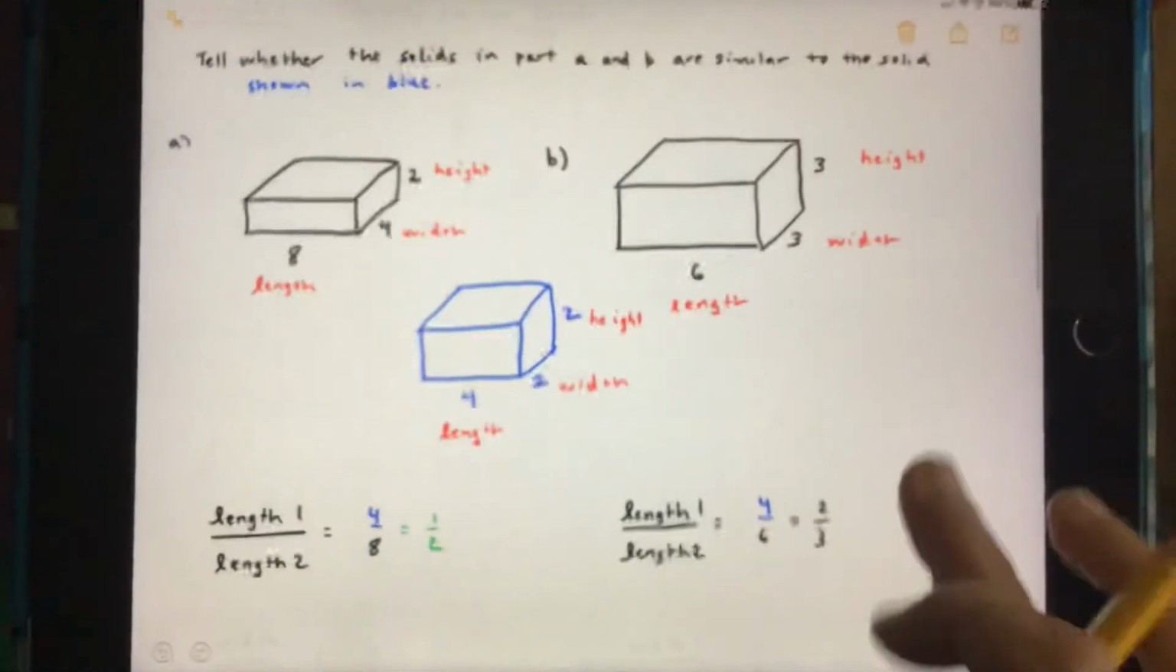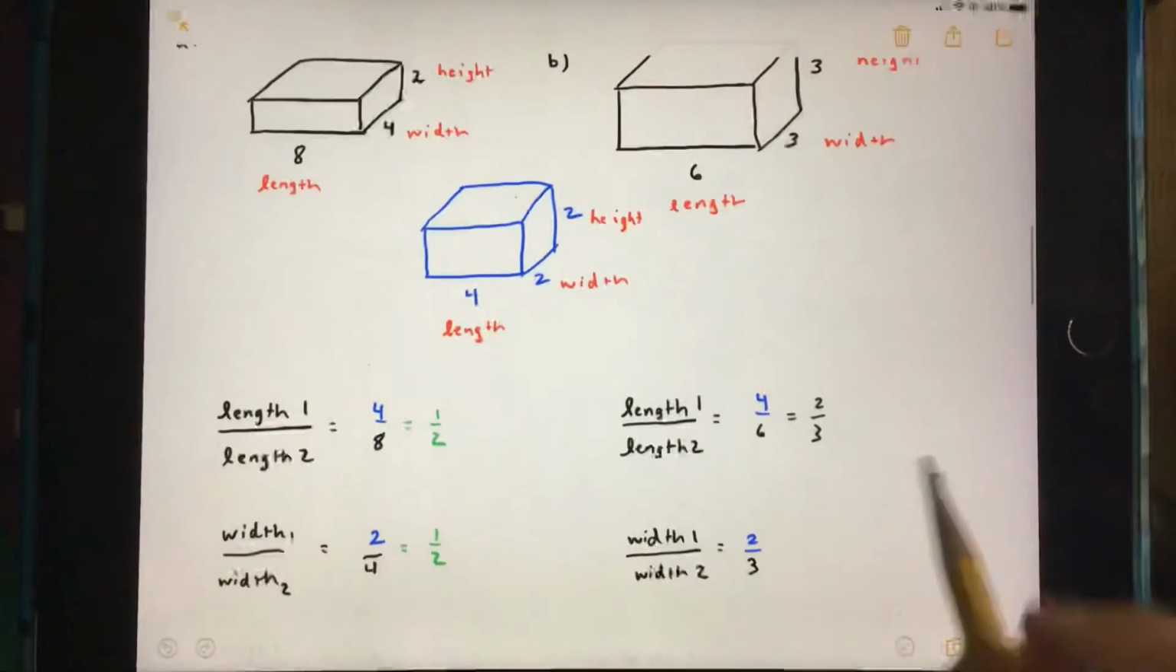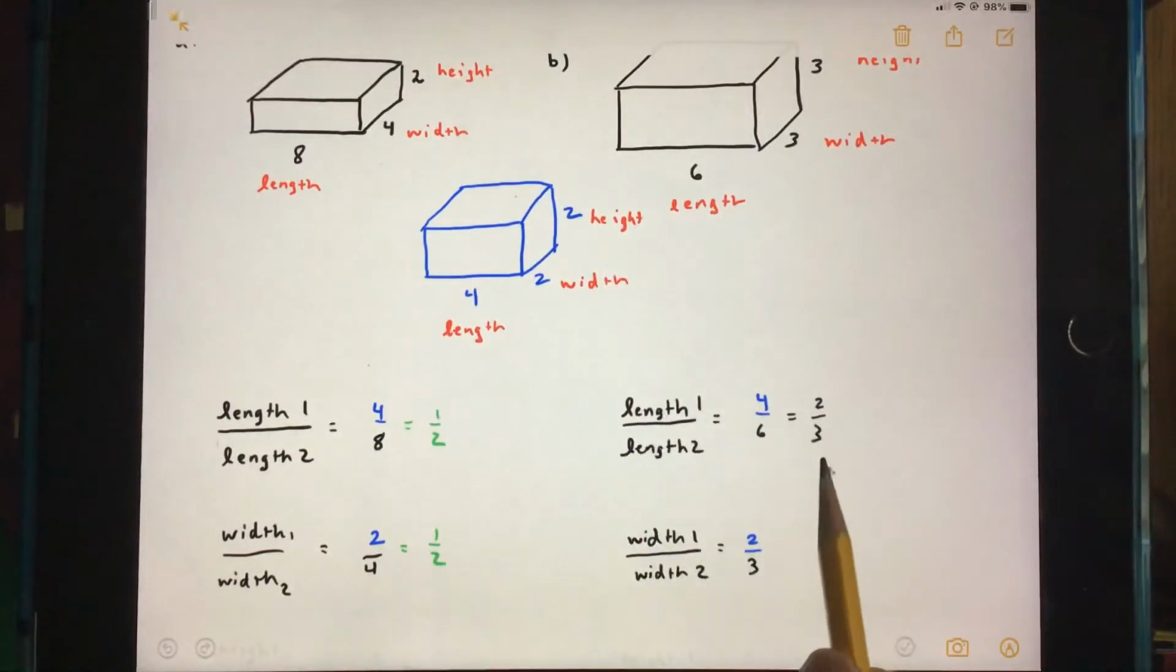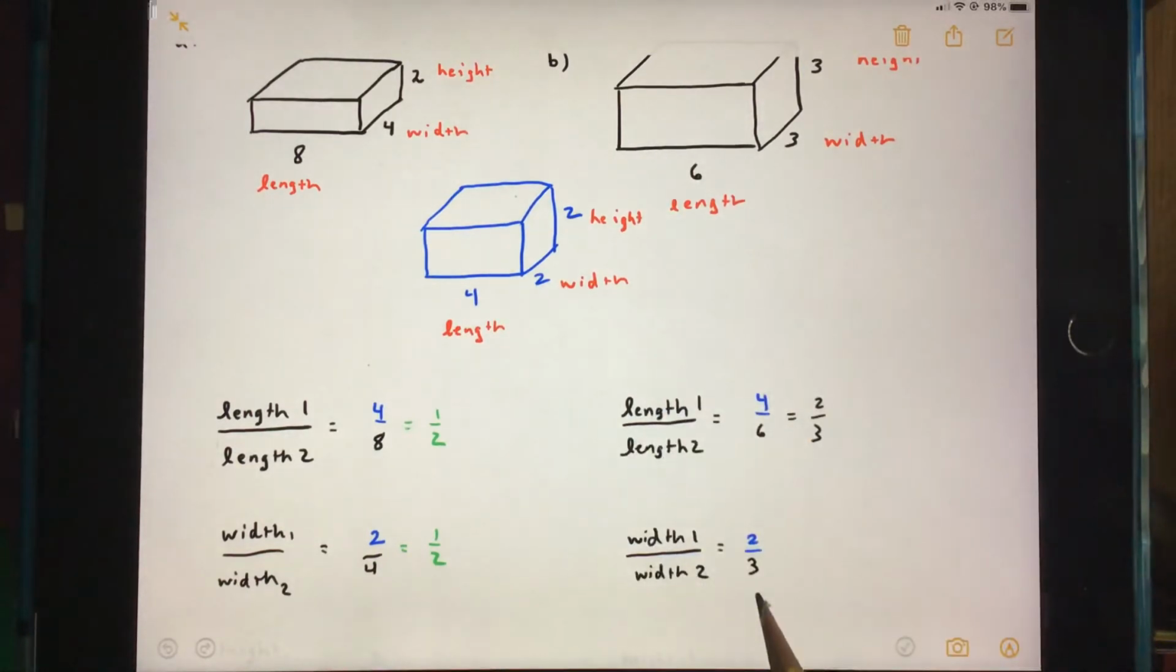Okay, what about B and our blue figure? Well, let's compare the lengths. Length 1 to length 2, we'll just go with the blue one first. 4 to 6, that reduces to 2/3. Comparing the widths, 2 to 3, that's already fully reduced. These are the same ratios so far.